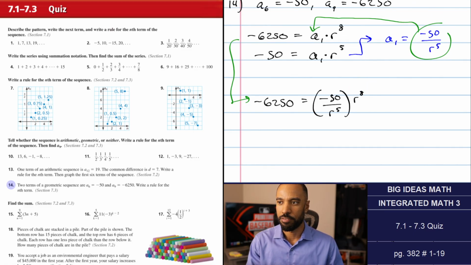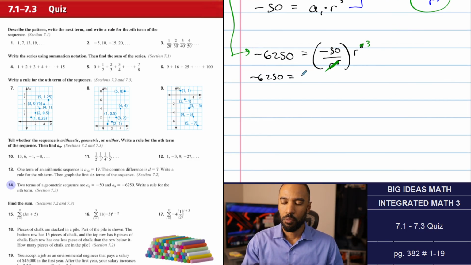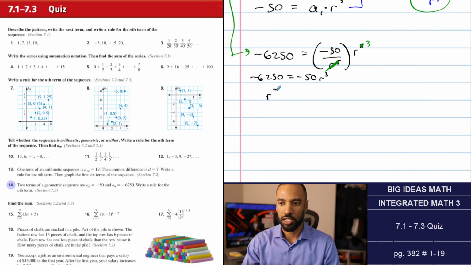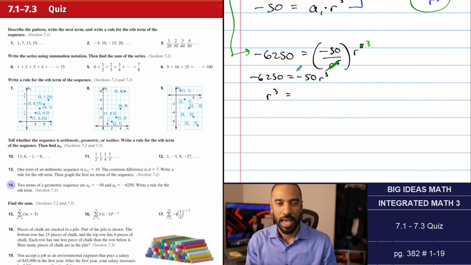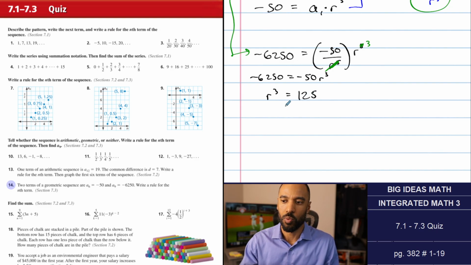R to the eighth divided by r to the fifth, fractions subtract as fractions. Exponents subtract in this case, and you get r cubed. And I will divide both sides by negative 50 here, to get r cubed by itself. That's 125. I think it's 125. Let me check it. 6250 divided by 50. Yeah, 125. So r cubed, and I should have known that. It's a perfect cube. R cubed is 125. When you take the cube root of both sides, you're going to get an r value of 5.